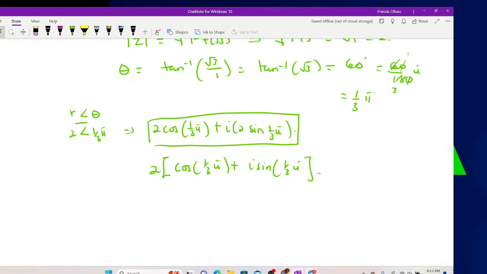You need your r, you need your theta. Simple like that. In the exponential form or the Euler's form, r e to the power i theta, we simply get our r, which is 2, e to the power i, and theta is pi on 3, that is 1 over 3 pi. So you simply get 2 e to the power pi on 3 i. And this is also the exponential representation.